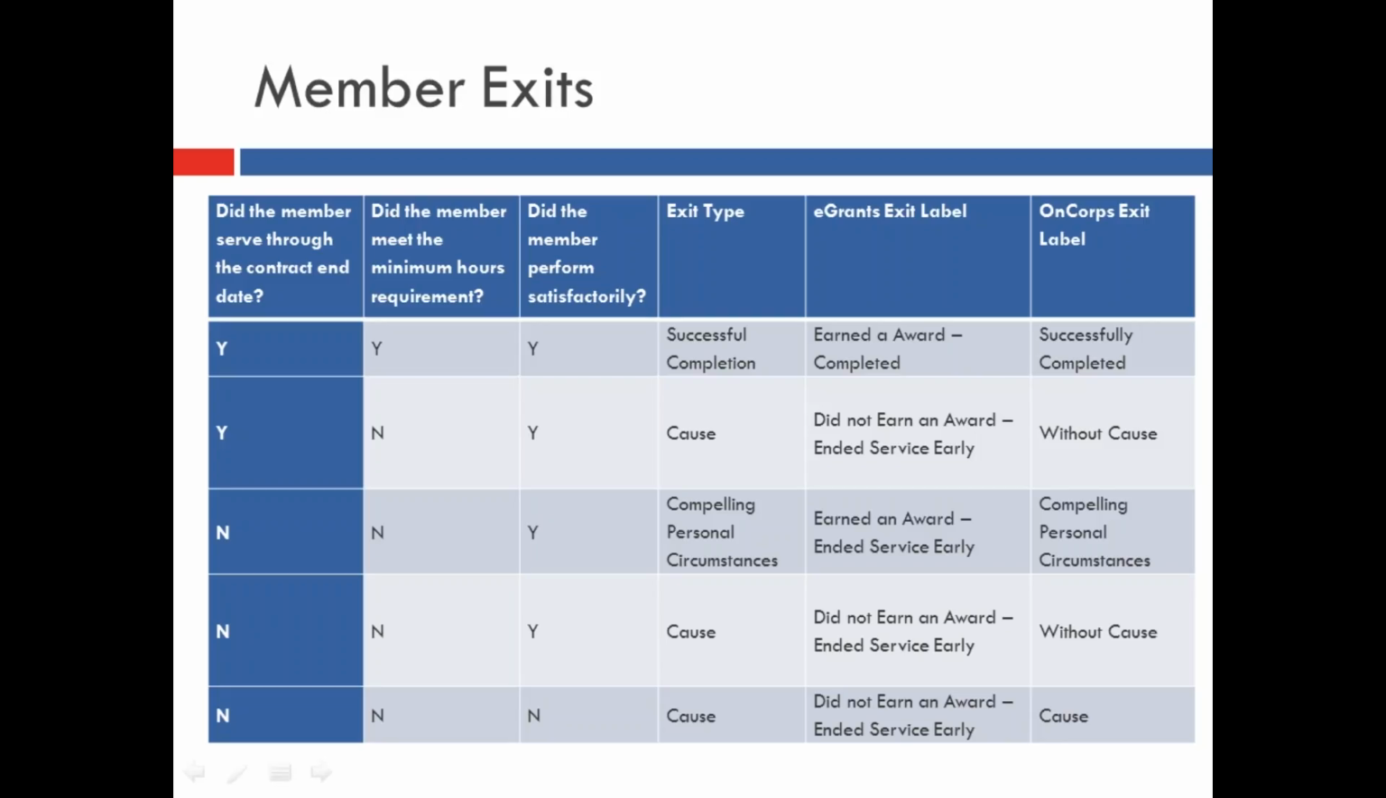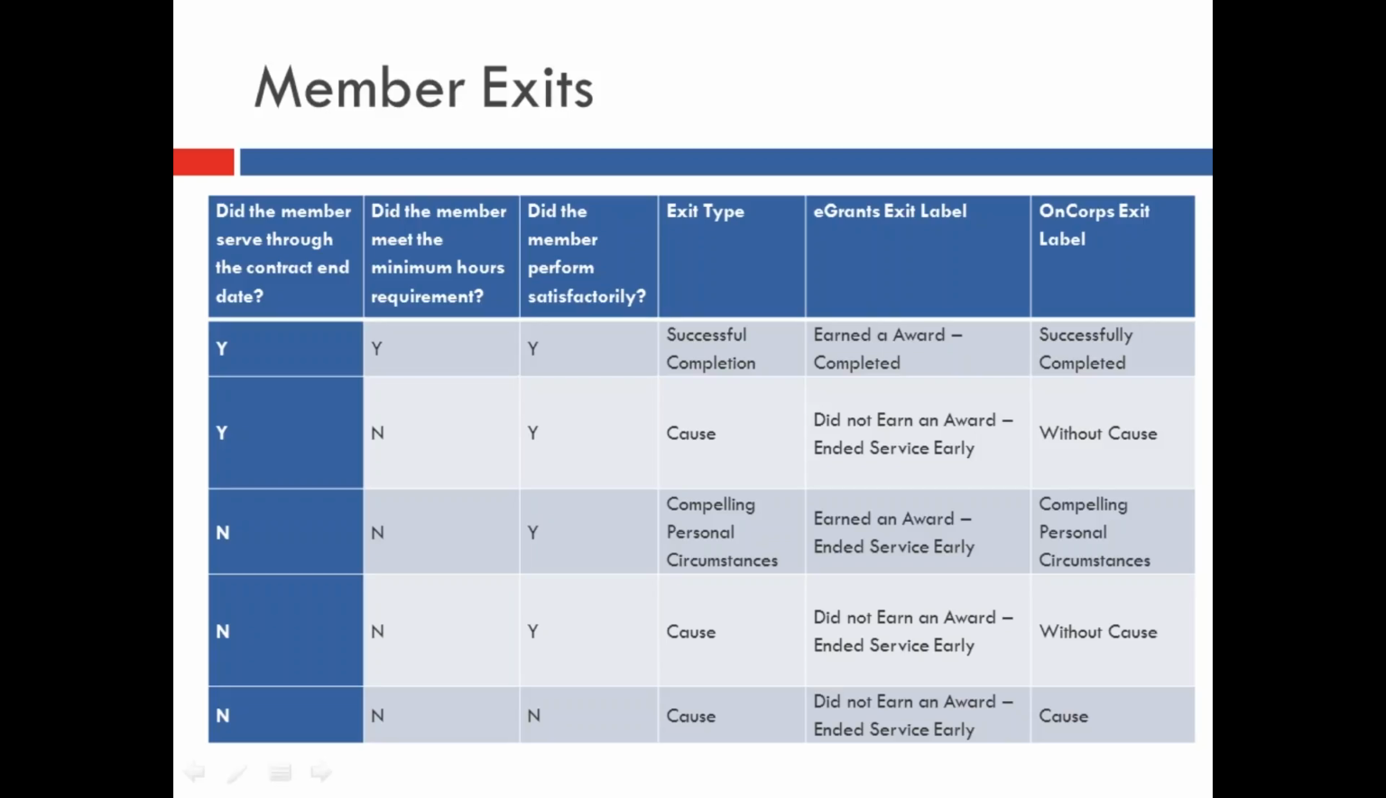To complicate matters, AmeriCorps has 4 labels when you are going through and exiting members. So once you're all finished and you're trying to change their status, you'll see the options for successfully completed, compelling personal circumstance, cause, or without cause. And here in this table, this is actually new to me in some regards, the distinction between cause and without cause, but it is important to note and is done in this table.